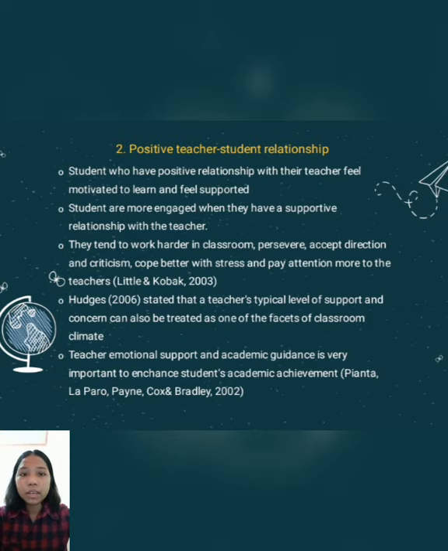Number 4, Hodges 2006 stated that a teacher's typical level of support and concern can also be treated as one of the factors of classroom climate. And finally, the teacher emotional support and academic gains is very important to enhance students' academic achievement.